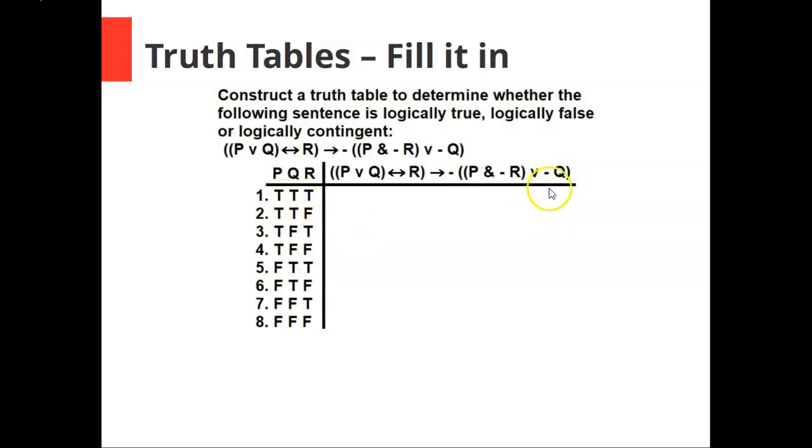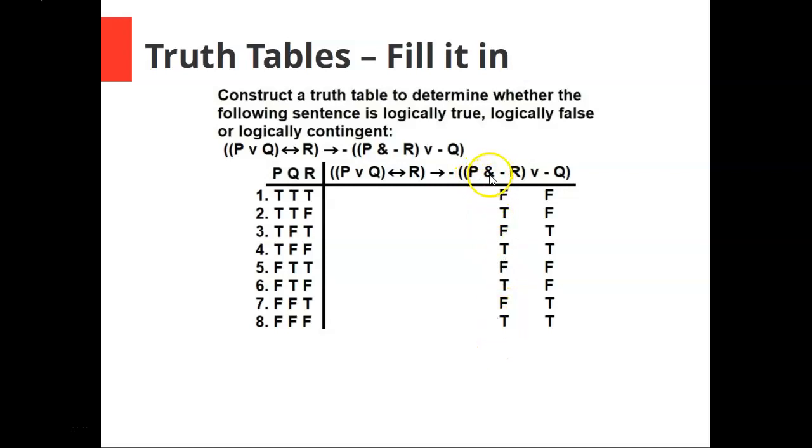Every time Q is true, not Q is false, and vice versa. And we see over here we can do the same thing with not R. Every time R is true, not R is false, and vice versa. Now, again, moving from inside to outside, or from operating on the least amount of information to operating on the most amount of information, now we can fill in the conjunction.